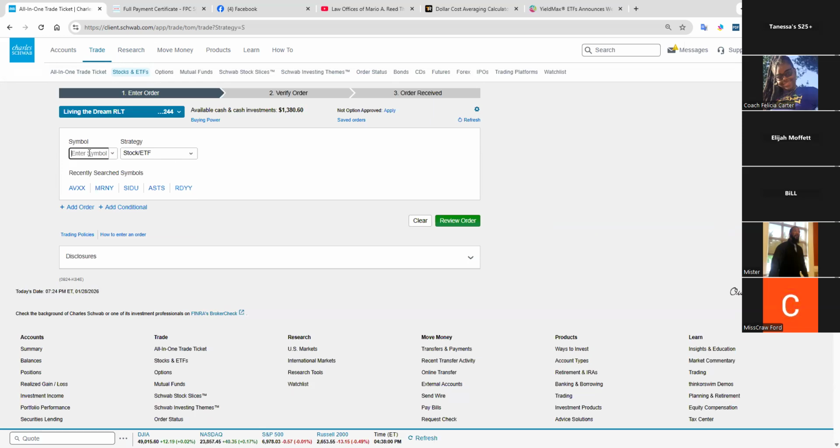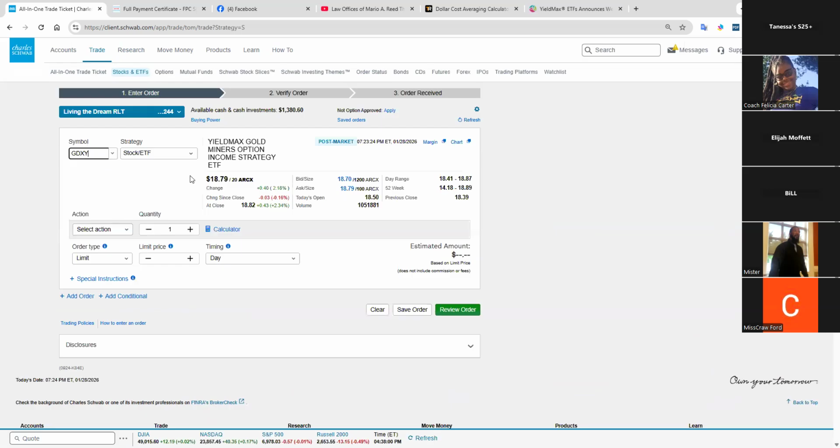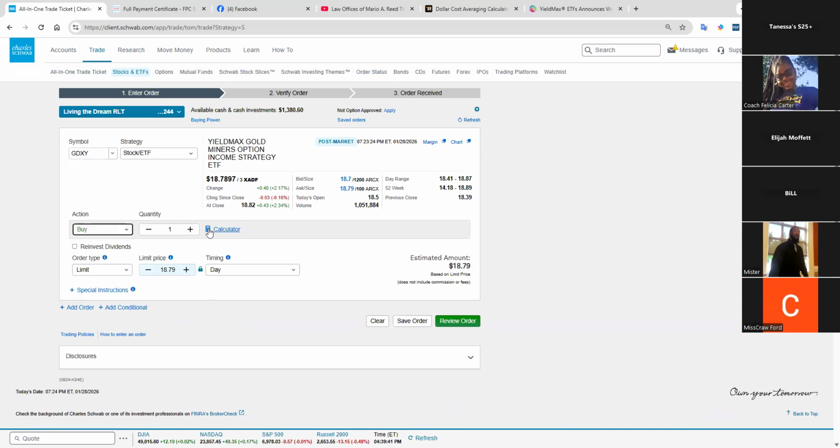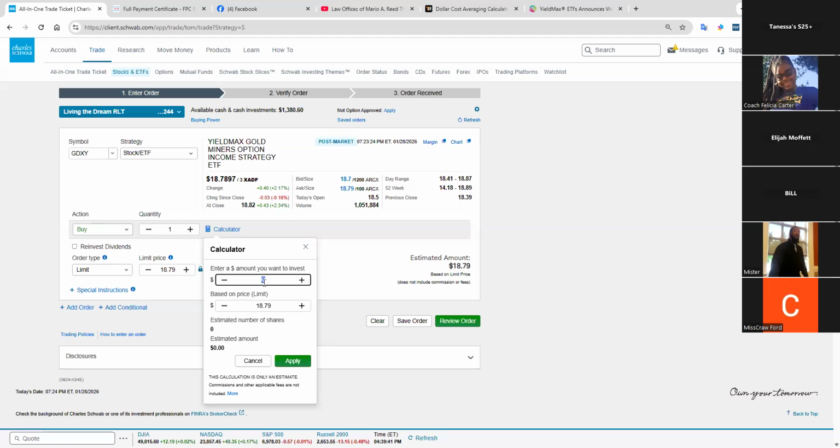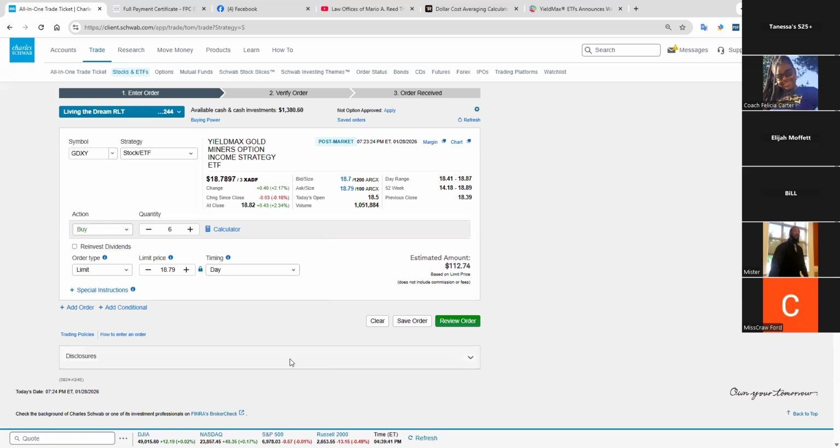So now what I'm going to do is type in GDXY, which is the YieldMax Gold Miners. It's going for $18.78 in after hours trading. So I'm going to go to buy. I'm going to use this calculator. I want $125 worth. So I'm going to hit apply, and then it's telling me that I can get a total of 6 shares.